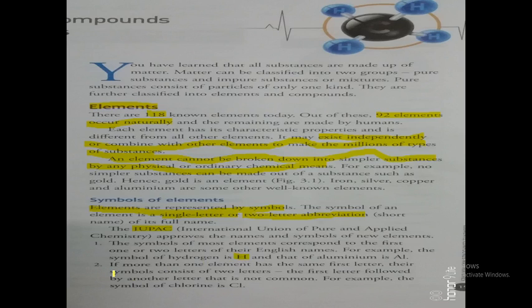Now the next rule is, if more than one element has the same first letter, their symbols consist of two letters. As I have given you the example of chlorine and carbon. The first letter of chlorine is C and that of carbon is also C. So we will take the first two letters. So for chlorine we have taken the first two letters, that is C, L. This was about the review of your book.